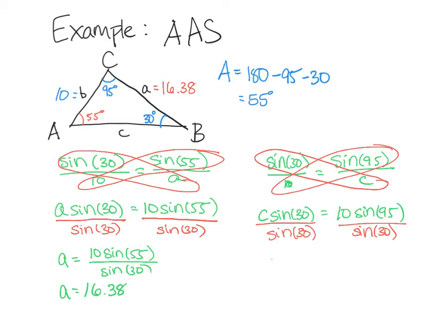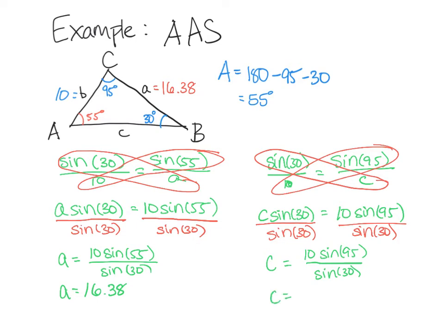And I end up with C is equal to 10 times sine of 95 over sine of 30. If you're wondering how much work you need to show, all the steps I've done in red, you do not need to show me. However, all the steps done in green, I do want to see that. So please make sure that when you're doing your work on homework or something, show me at least the steps in green. You can also show me the steps in red if that helps.